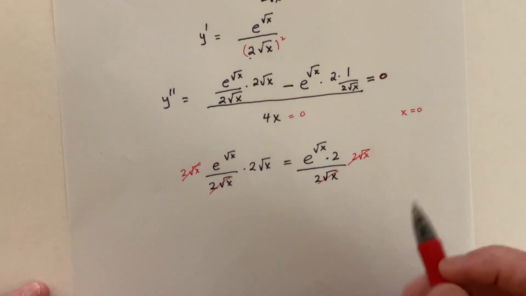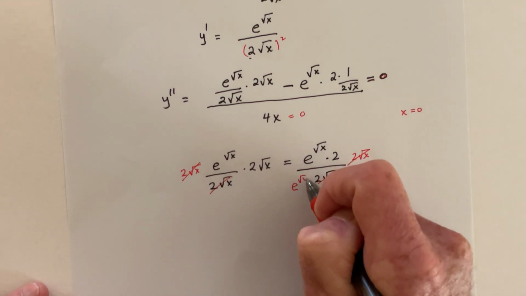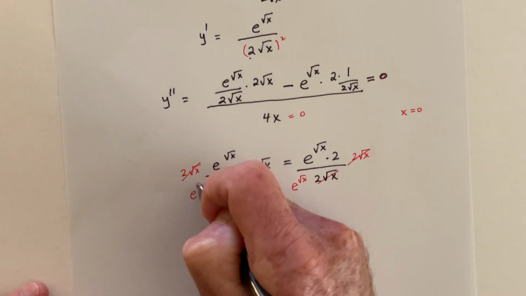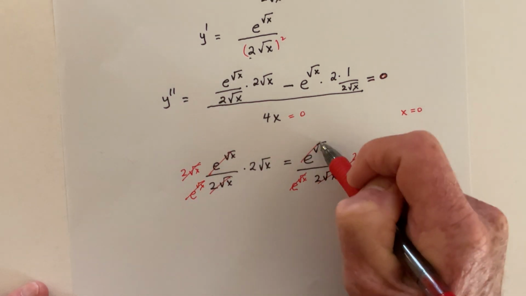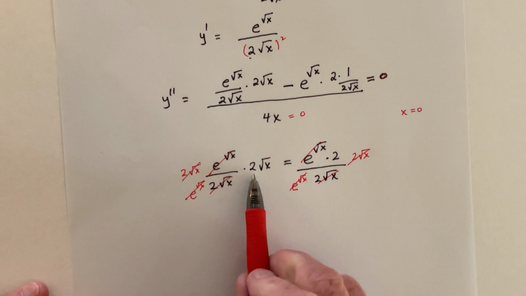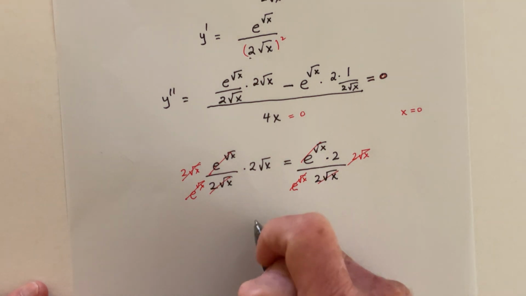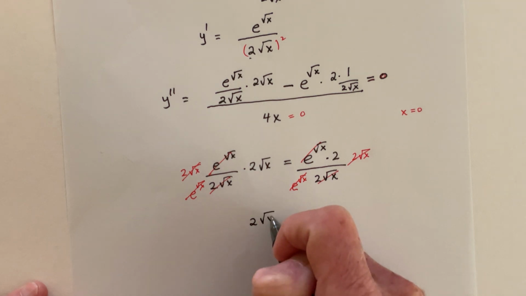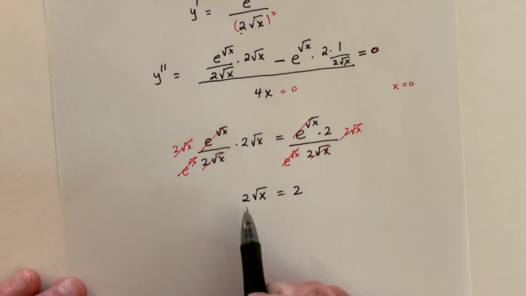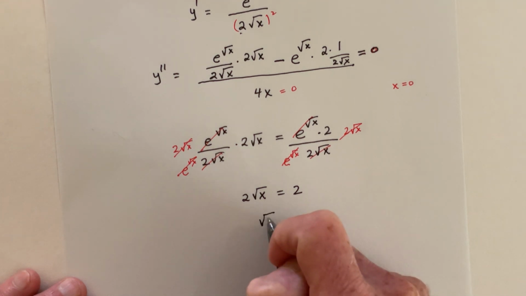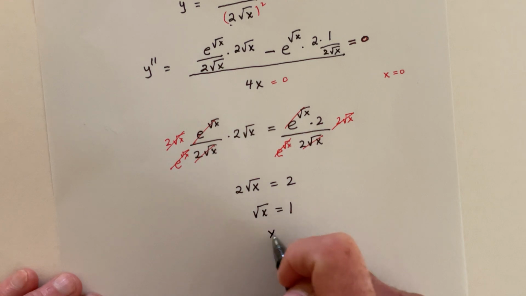And then also, while I have the red pen out, I could divide both sides by the e square root of x. And the reason for that, cancel, cancel. So all that's left is this and this. So all that's left is 2 square root of x equals 2. And then just divide both sides by 2, and the square root of x is equal to 1. And then square both sides, so x equals 1.